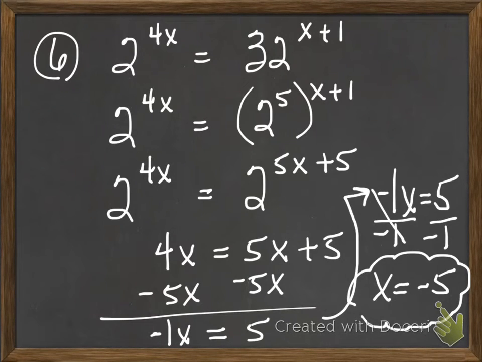This one's pretty hard. Okay? You have to change 32 into 2 to the 5th power. And this is where a lot of people make a mistake. Between these two steps right here, guess what the careless mistake is. Yep. They do 5x, and then they do plus 1 instead of plus 5. They forget to distribute that 5 out.